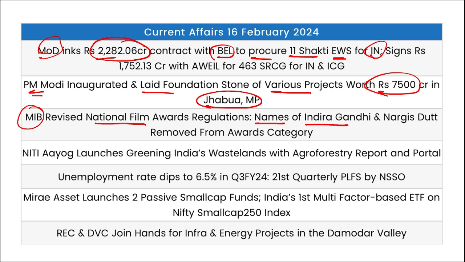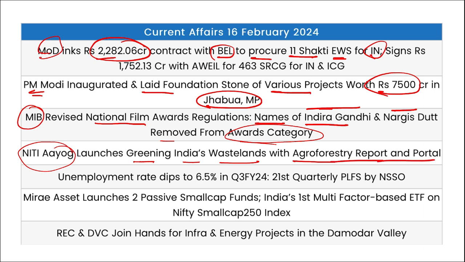Basically, we can say that awards named after Indira Gandhi and Nargis Dutt were removed from the awards category. Niti Aayog has launched the Greening India's Wasteland with Agroforestry report and portal. Unemployment rate has dipped to 6.5% in the third quarter of fiscal year 24. Correct? In the 21st quarterly periodic labor force survey released by NSSO, and this is the lowest unemployment we have seen in the last 4 years.